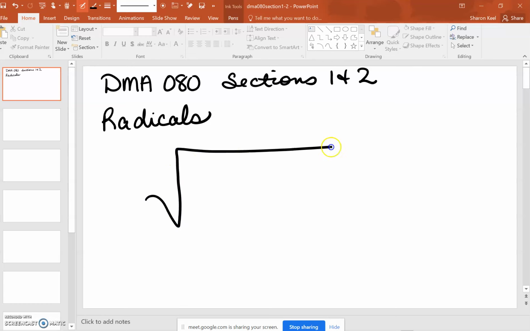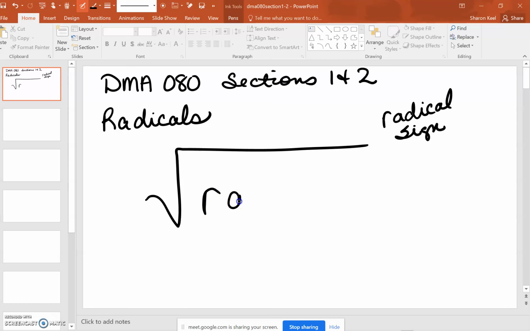When you see this particular sign, this is called a radical sign. In times past, you might see it and go, oh, that's a square root. We do call it a square root, but technically the symbol itself is called the radical sign. The number that goes underneath the radical sign is called the radicand.